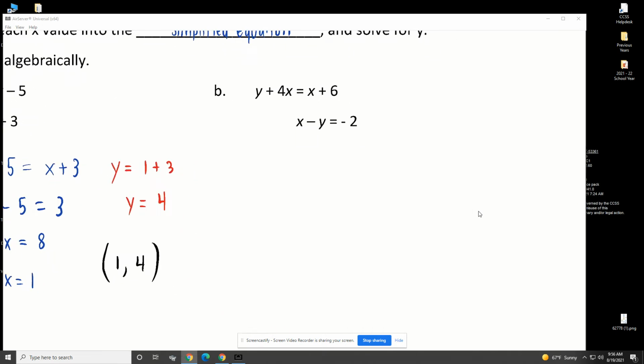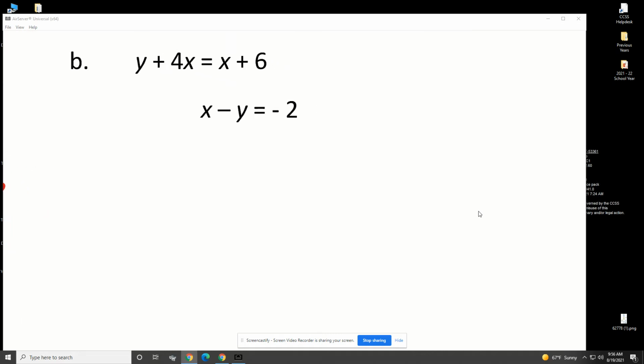Okay, so V. What's the difference between that problem that we just did and V? Yeah, we don't have y. We don't have y alone, right? So let's take this first one. This y plus 4x equals x plus 6. And you don't have to rewrite it. I'm just rewriting it so we can start right here.